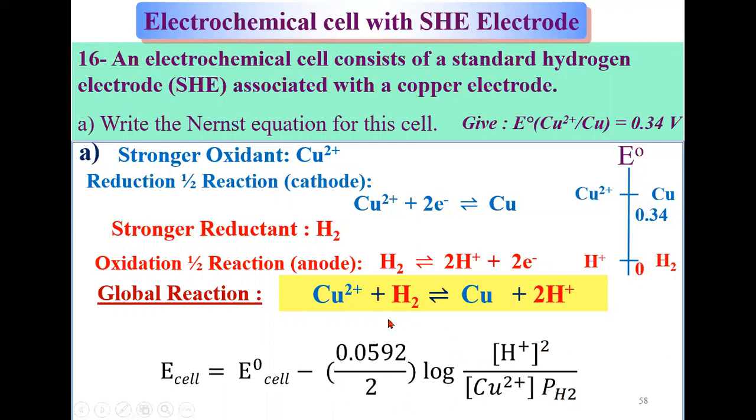I could also get this E of the cell by looking at the reduction potential alone of copper and the reduction potential for the hydrogen, using the Nernst equation for each, and subtracting both to get this E of the cell. You will get the same E cell if you do that. Now, this E of the cell is related to the concentration of H+ and copper, as well as to the pressure of hydrogen.